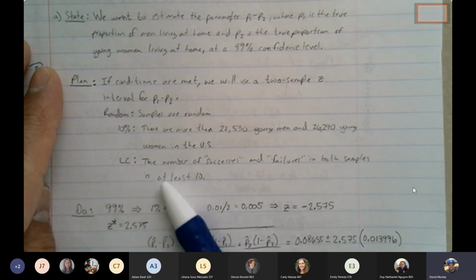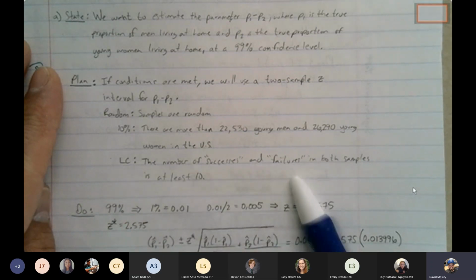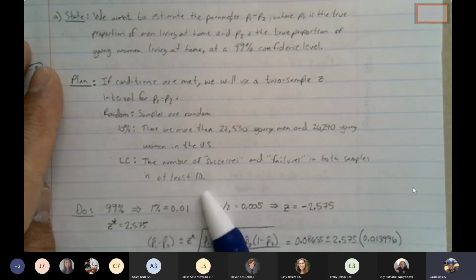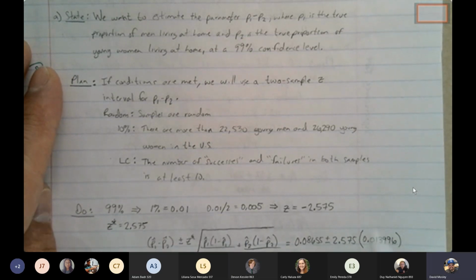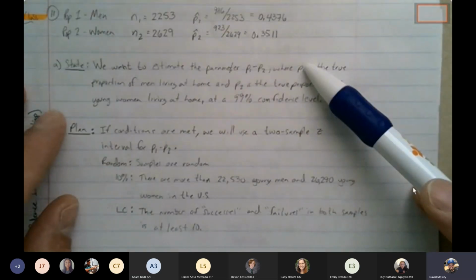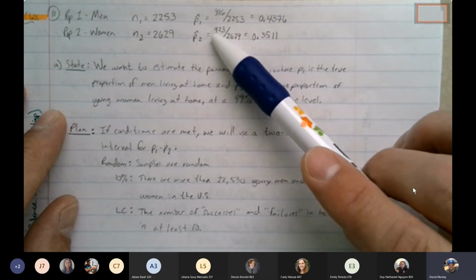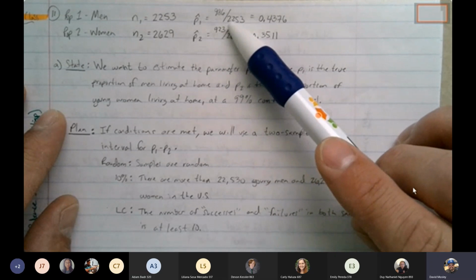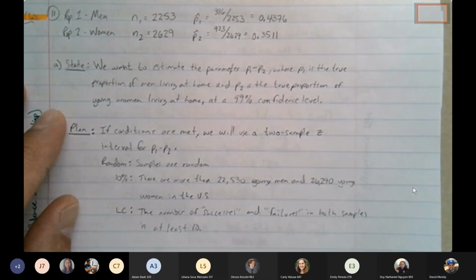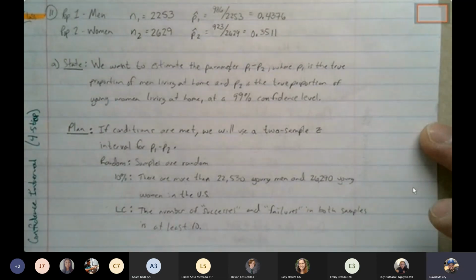Lastly, we do the large counts condition. The number of successes and failures in both samples is at least 10. Again, I can say this with a lot of confidence. We can show the math if we need to. However, we have 986 successes for the men, 923 successes for the women, and many, many more than that as quote-unquote failures. So our conditions have all been met.